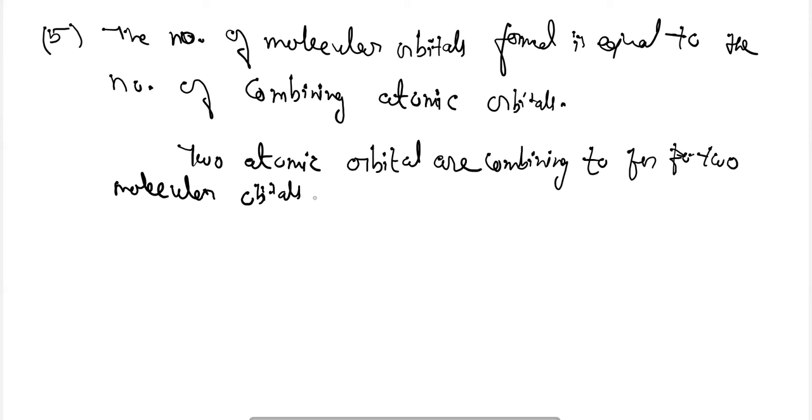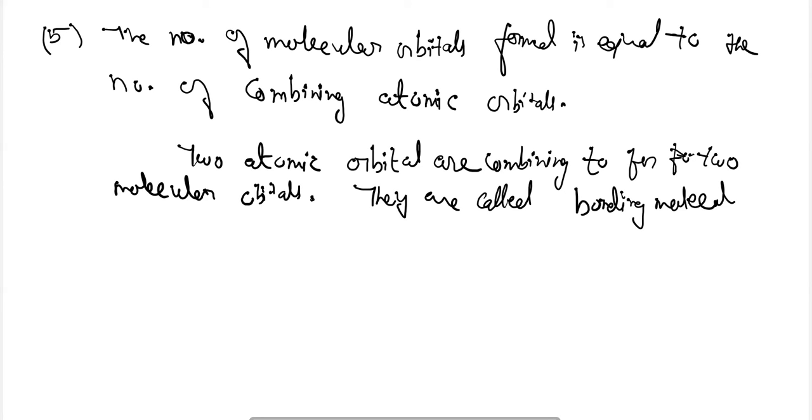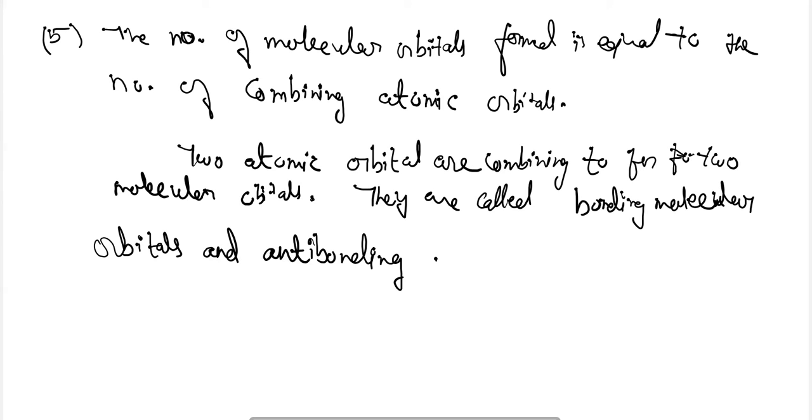then they are called bonding molecular orbitals and anti-bonding molecular orbitals. Two types of molecular orbitals will be formed here: one will be bonding molecular orbitals and one will be anti-bonding molecular orbitals.